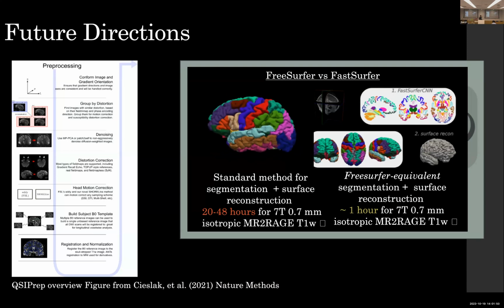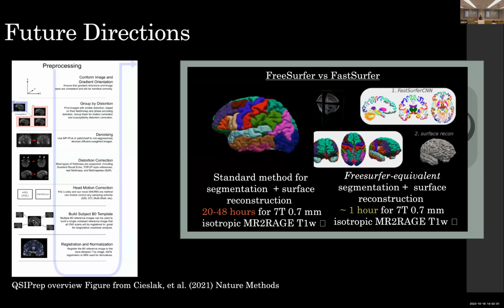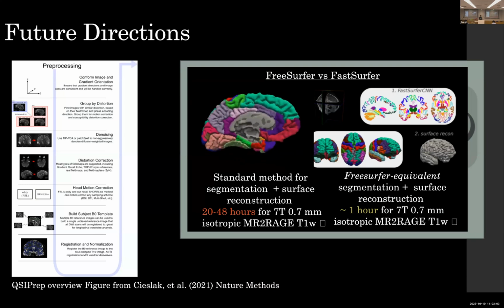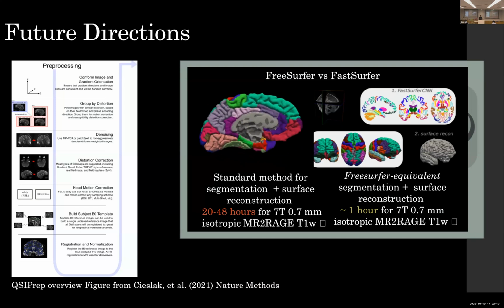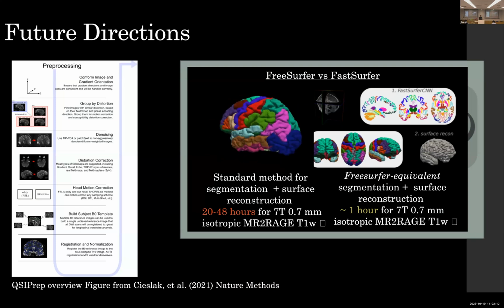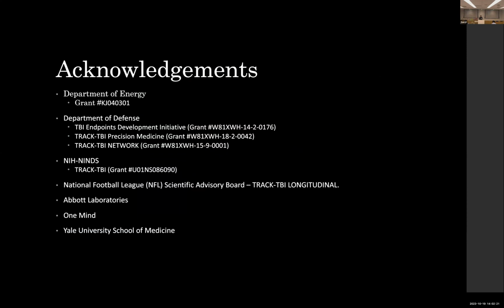We look to incorporate some more of the pre-processing methods that are available, and to get the best quality out of our data. And accelerating that FreeSurfer step by using neural network-based reconstruction for the surface with FastSurfer, and hopefully we'll be able to get to about maybe a couple hours per data set, which would be great. And that's about all that I have.